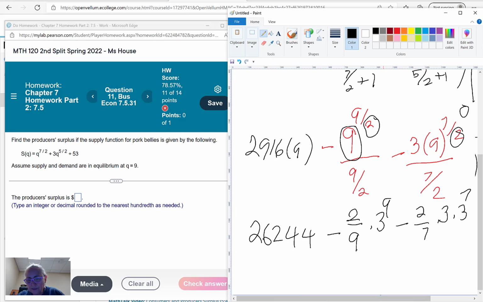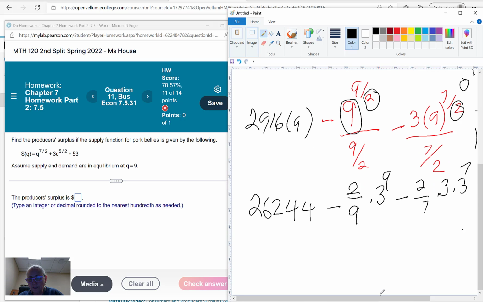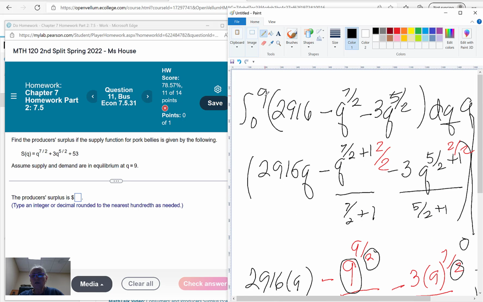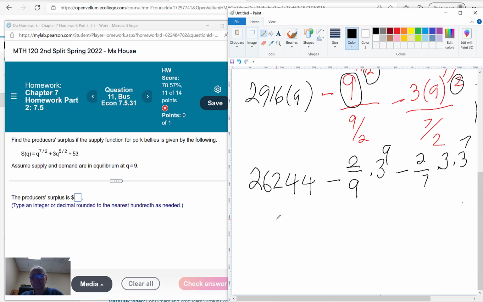Now, another thing to think about here is that I didn't do it at 0. Even though it said to take the integral from 0 to 9, what happens when I put a 0 here and a 0 here and a 0 here is that all of these become 0. So I don't have to do that. So 26,244, and I'm just going to use my calculator here. I'm going to go 3 to the 9th times 2 divided by 9. And that comes up to minus 4374.